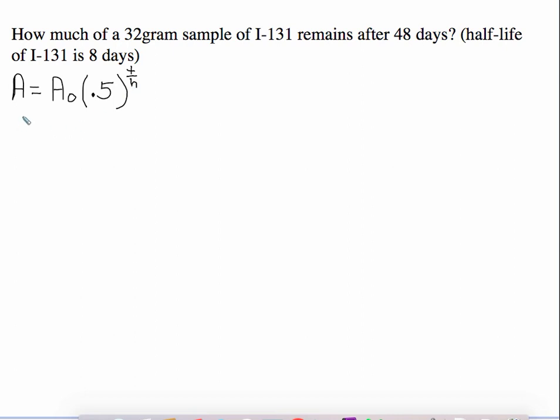Alright, so then we're going to plug in the numbers. We're looking for A over here, because that's how much remains. We're starting with 32, and I like to tell people that this is like A0. So this is what you start with. Then you multiply that times 0.5, but 0.5 has to be raised to the time.